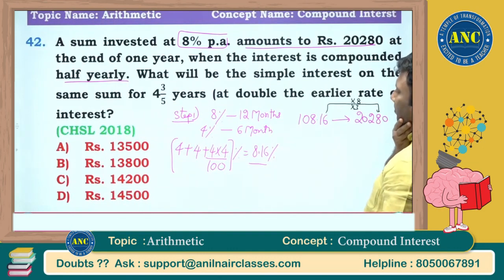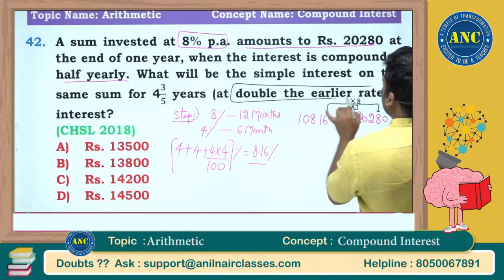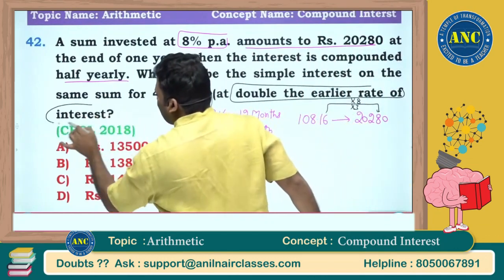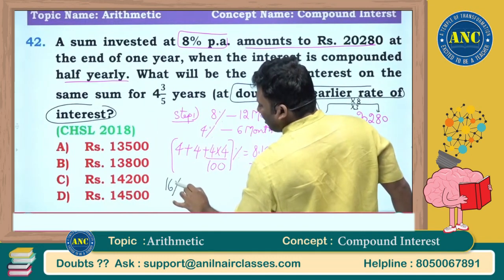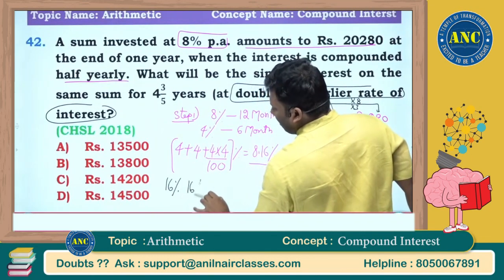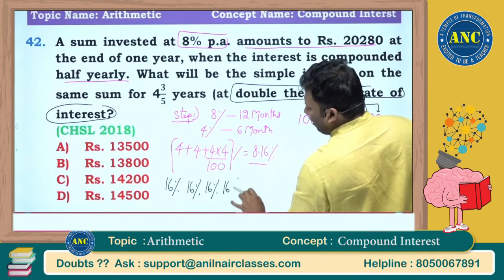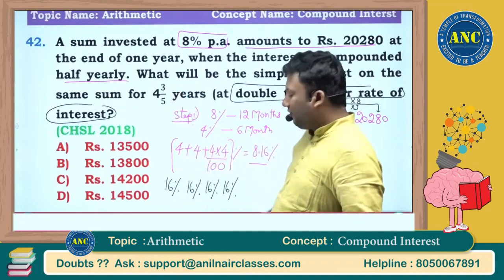What will be the simple interest on the same sum for 4 3/5 years at double the earlier rate of interest? The rate of interest is doubled. 8% doubled is 16. First year 16, second year 16, third year 16, fourth year 16. What is the question he is asking? 4 3/5 years.